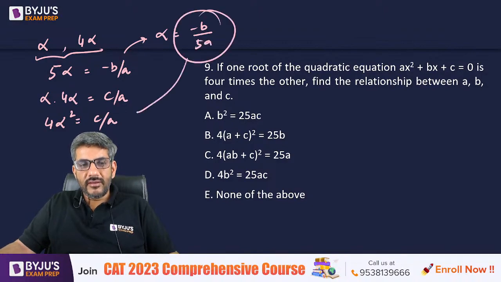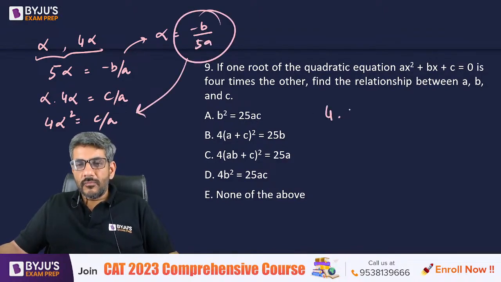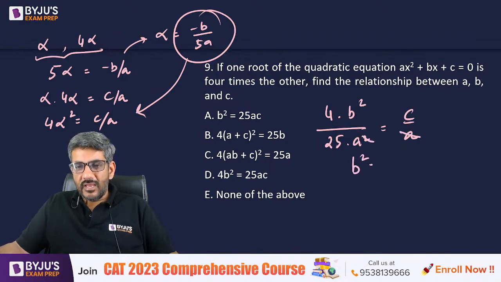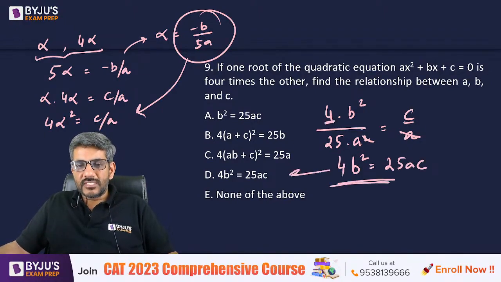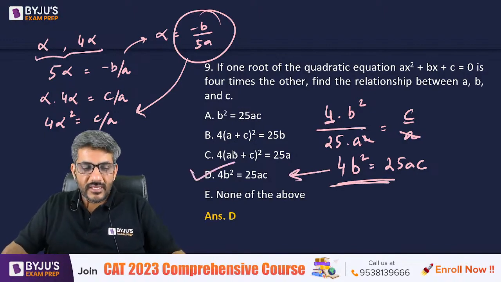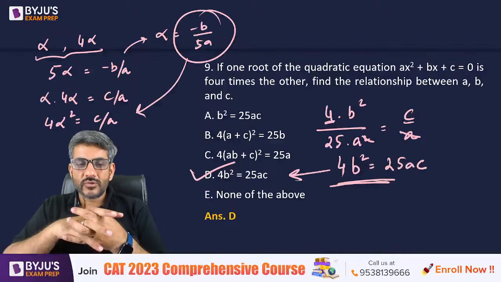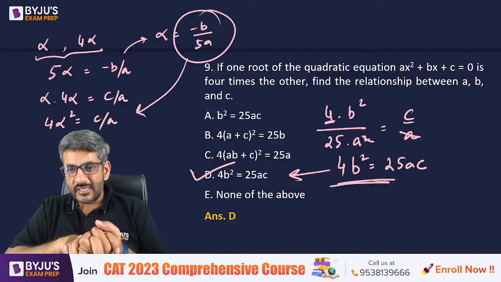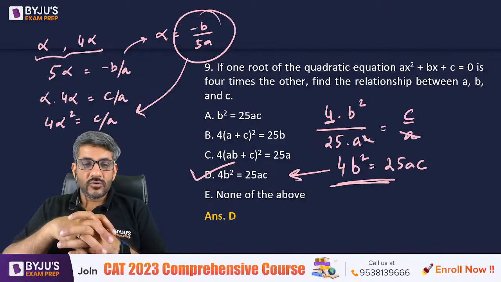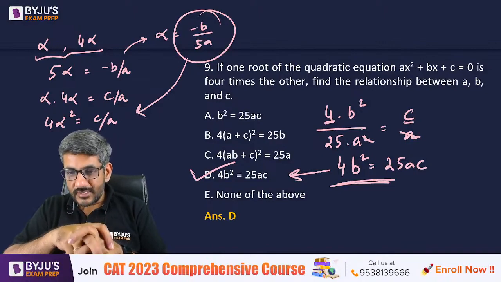And if I put it over here, तो क्या आ जाता है? 4 into minus B square divided by 5 square into A square is equal to C by A. A से square cancel out हो जाएगा. And I will have B square is equal to 25AC divided by 4. या फिर 4 मैं इधर ही रहने दूं तो automatically it would satisfy option D. So option D is the correct answer for us. That is 4B square is equal to 25AC. आकाश ने और प्रकाश ने दोनों ने सही आंसर दिया इसका. That's option D now. Okay.